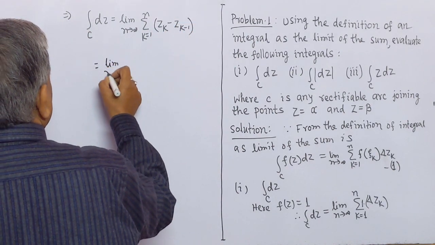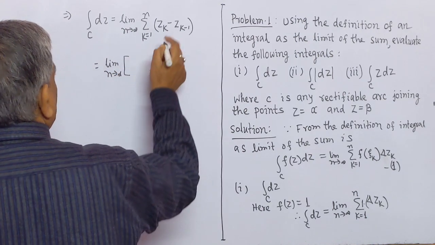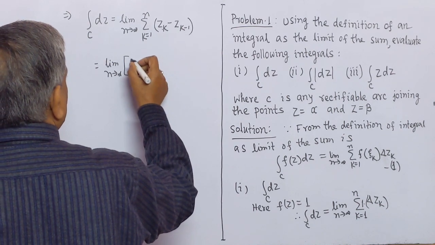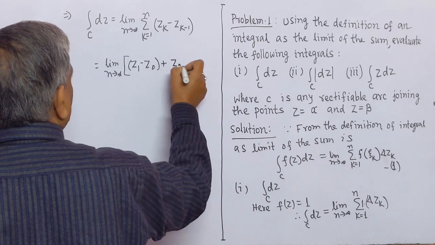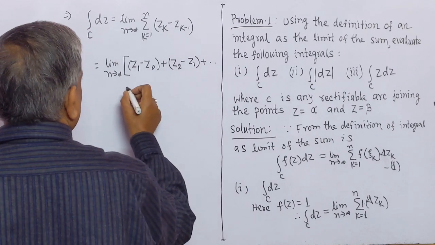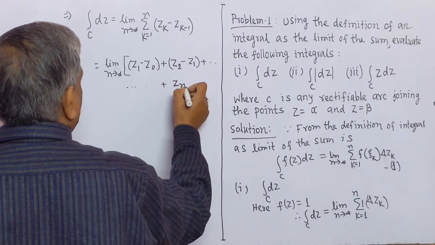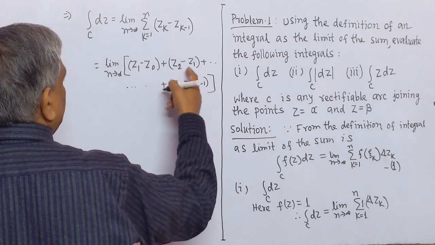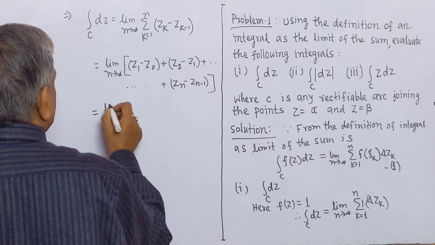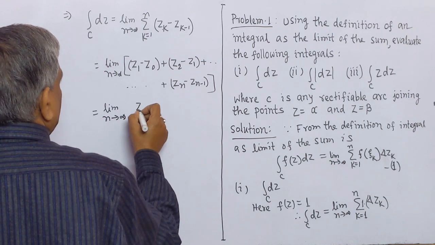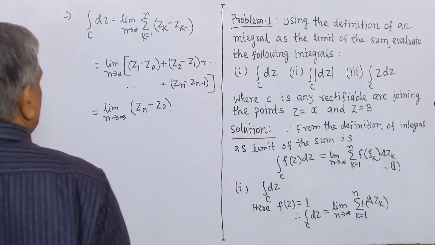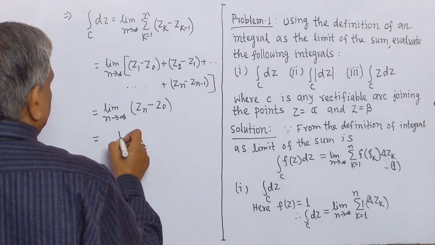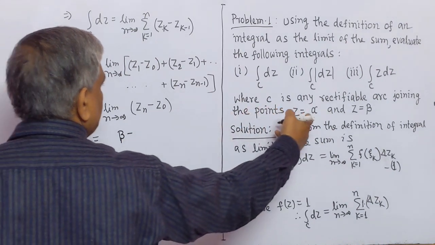equal to limit n tends to infinity. Here k equal to 1, z1 minus z0, plus k equal to 2, z2 minus z1, plus ... plus zn minus z_{n-1}. Here z1 cancels. In this way z2 cancels. Only remains limit n tends to infinity zn minus z0, equal to zn, the last point beta, minus z0, the initial point alpha.